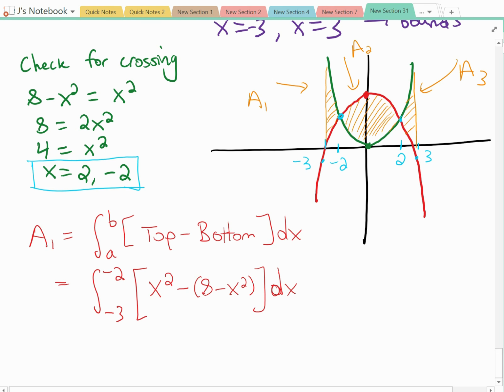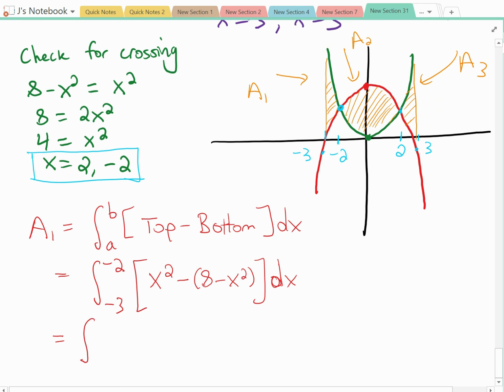So that's going to be the integral from negative 3 to negative 2 of 2x squared minus 8. Negative negative x squared is positive x squared, plus x squared is 2x squared. Do you want me to go through this or set up the rest of them? These negatives, powers of x, all kinds of fractions are a pain. I'll leave it for now. If you want me to go back to it, I will.